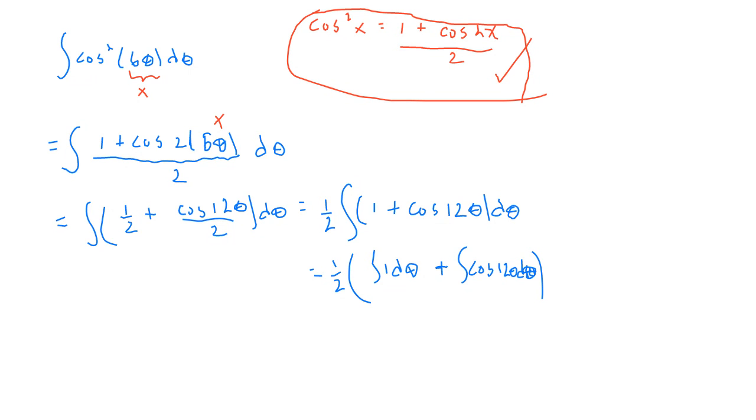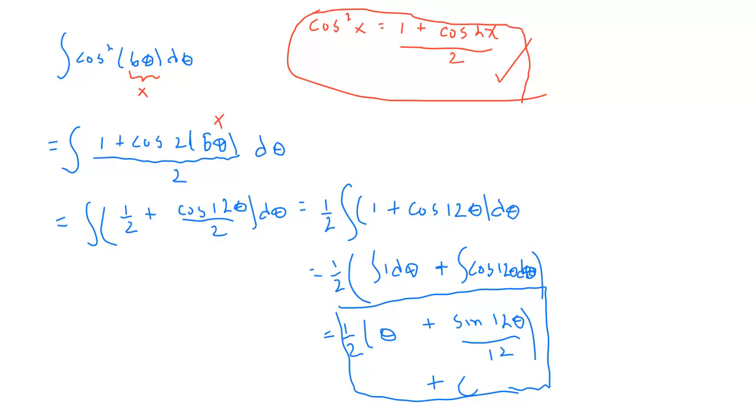Okay, good. And then you just integrate this. If you did that, you get 1/2 times theta plus the sine of 12 theta over 12, plus a constant. That would be your answer. And then you can distribute the 1/2 through. So you see, that's how you'd have to handle that kind of problem. It really depends on the problem what you have to do.